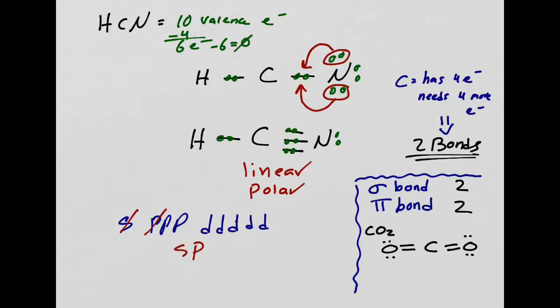Okay. Now, do the hybridization for the carbon atom. And how many sigma and pi bonds do we have? Pause my video and do this for me.